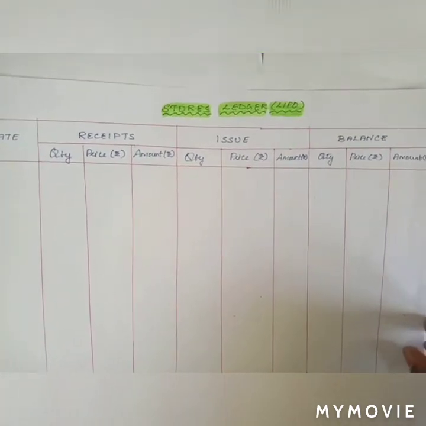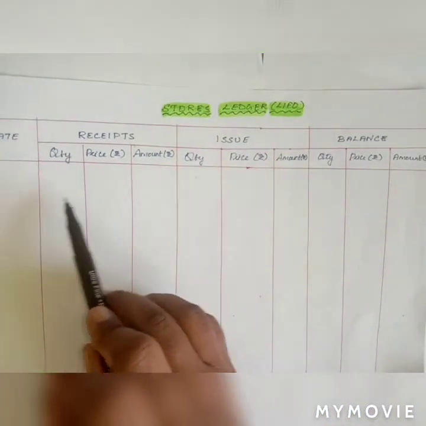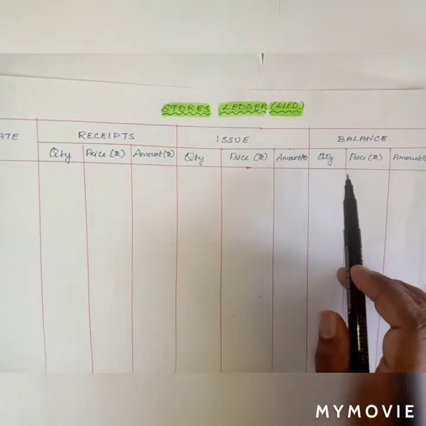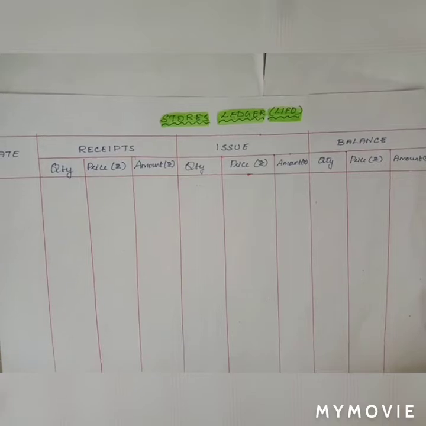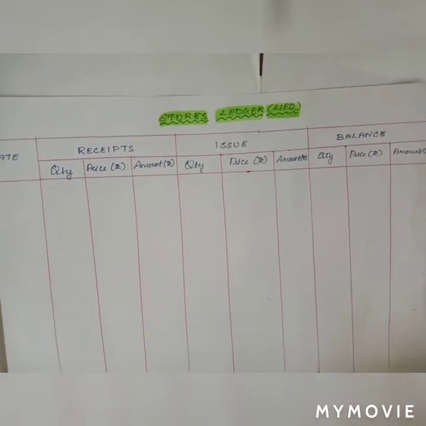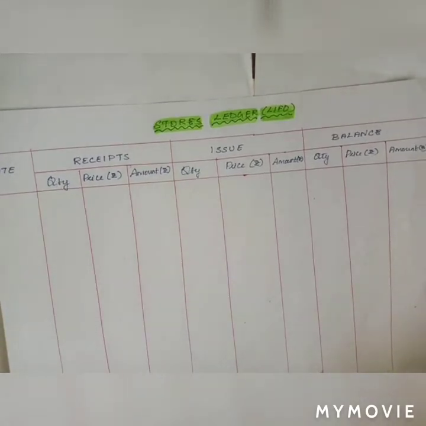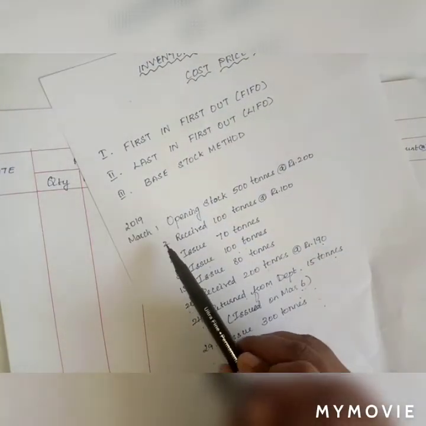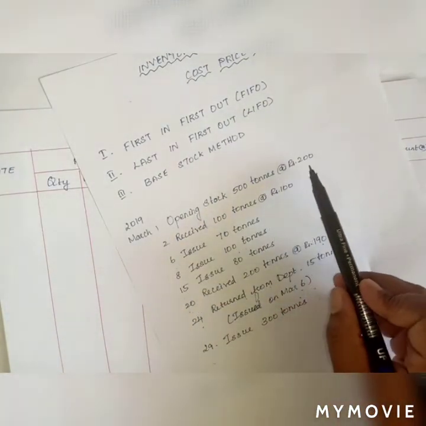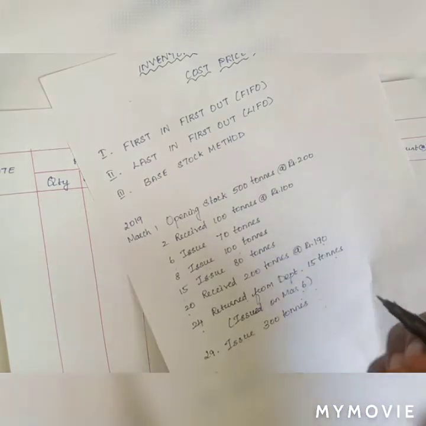The format is the same. Here again you can see date, receipts, issue and balance. The only change is how we are going to issue. The latest one will be issued first. That will be the small change here. So coming back to the question again, on March 1st, opening stock 500 tons of 200 rupees each.